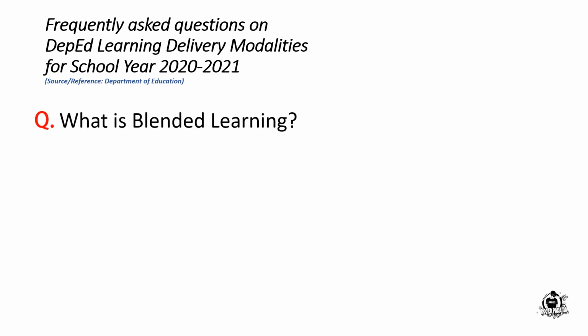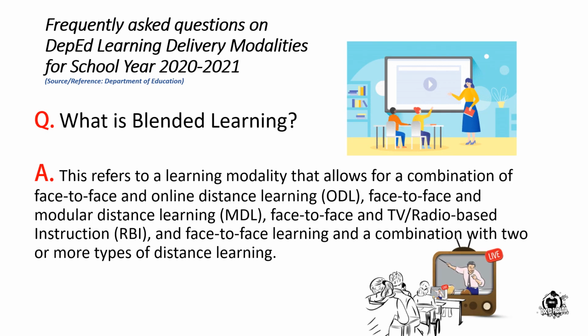What is blended learning? Blended learning refers to a learning modality that allows for a combination of face-to-face and online distance learning, face-to-face and modular distance learning, face-to-face and radio TV-based instruction or RBI, or face-to-face learning and a combination of two or more types of distance learning. So the outline of blended learning is to combine conventional strategies with technology or the use of technology.